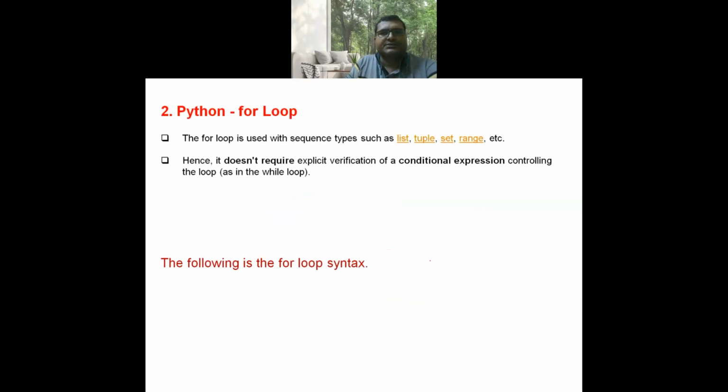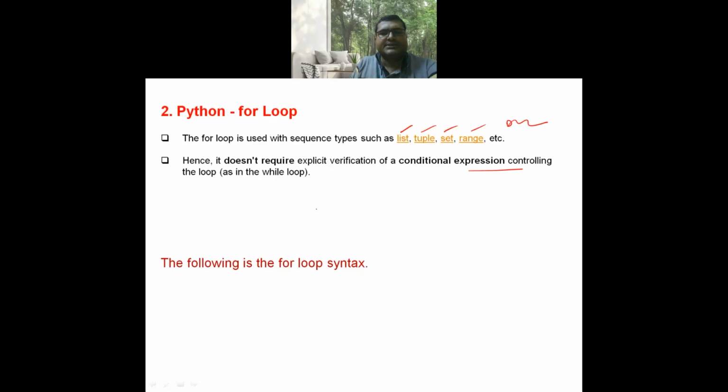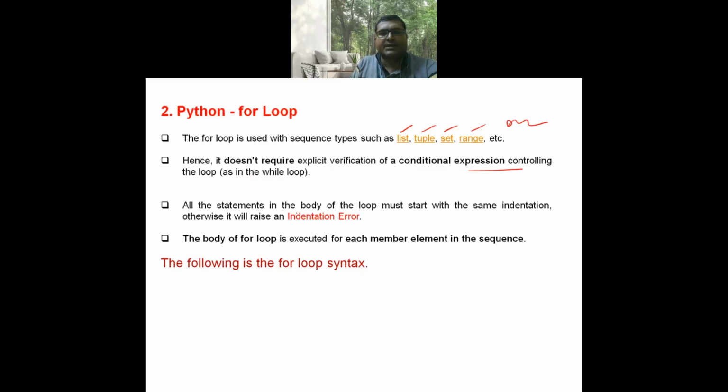For loop. The for loop is used with sequence type statements such as a list, tuple, set, range. You can use a dictionary also. It does not require explicit verification of a conditional expression. All the statements are to be included within the indented block, otherwise it will show an indentation error. The body of the loop is executed for each member element in the sequence.